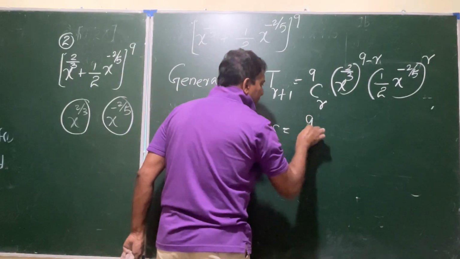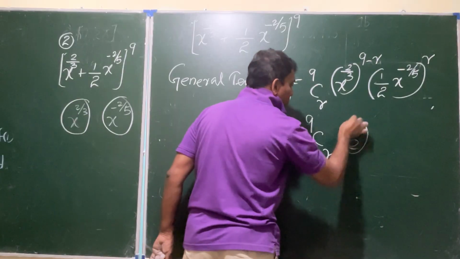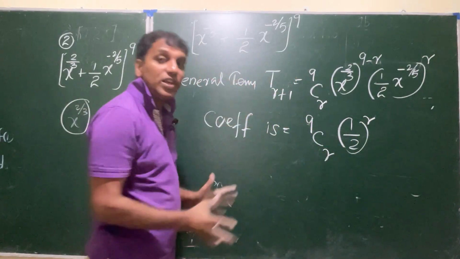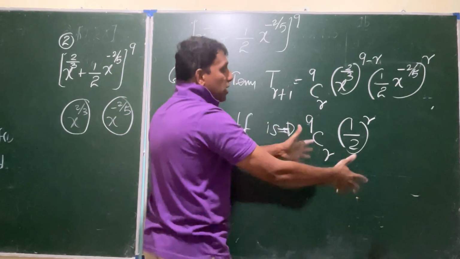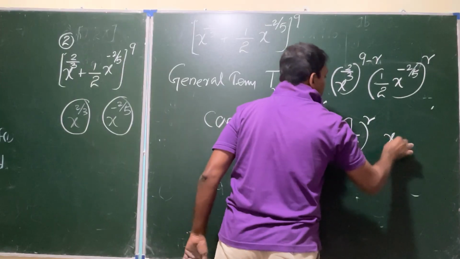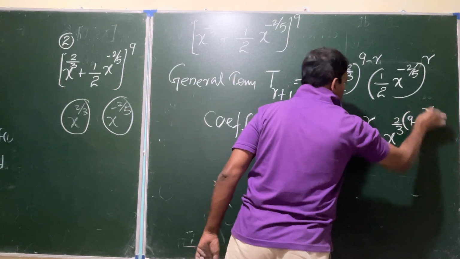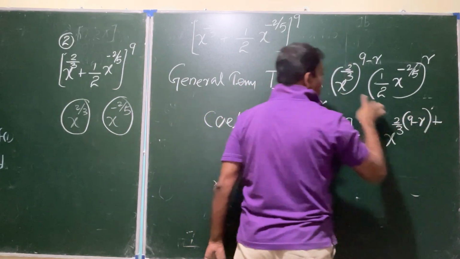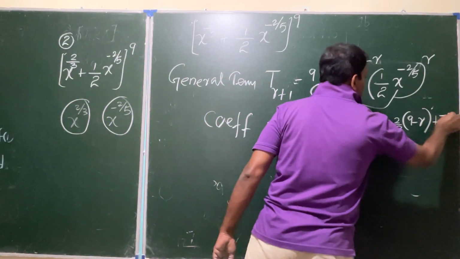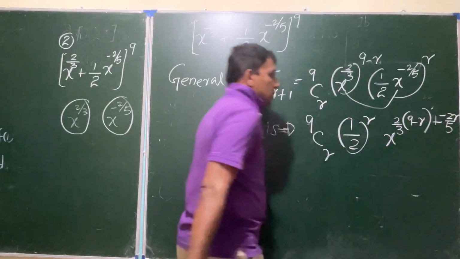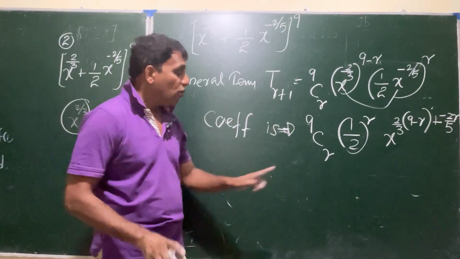So what is that? 9Cr, half to the power r, okay? This is the coefficient. This is only for the coefficient part. If I write the terms on the other side, x to the power 2/3 into 9 minus r, plus, since bases are the same when multiplying, at the power minus 2/5 r, is completely x to the power here, right? That is enough.